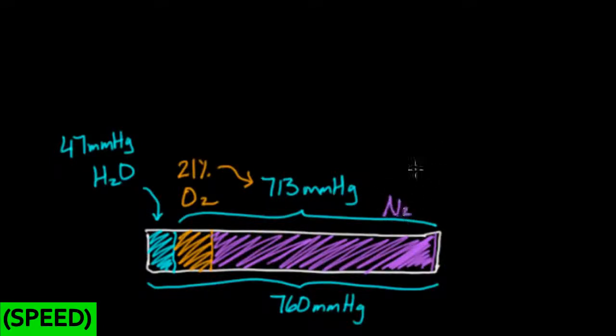And this purple right here is 78%. Again, this is 78% of 713. And we still have a little bit of that argon and those other gases. I won't write it all out, but you get the idea that basically now, because water is taking up some of the overall pressure, all of the other gases are going to have, of course, a lower partial pressure.